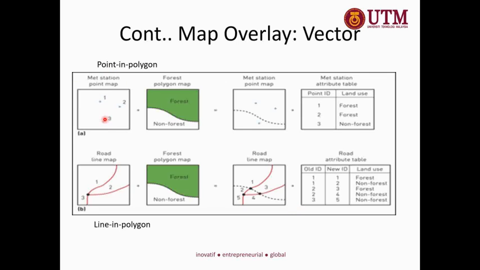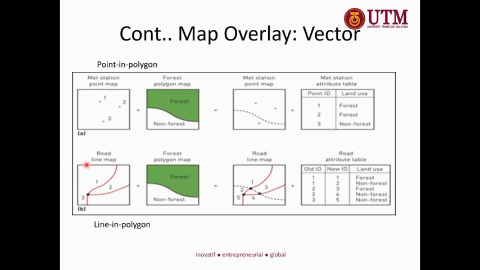So we have 3 points, 1, 2, 3. For example, these are meteorology stations, and then we have a polygon of forest and non-forest area. Okay, and when we overlap these two maps, it will give this type of new feature. They will also have an attribute. So number 1 is in forest area, number 2 is in forest area, number 3 is non-forest. So we give you this type of data.